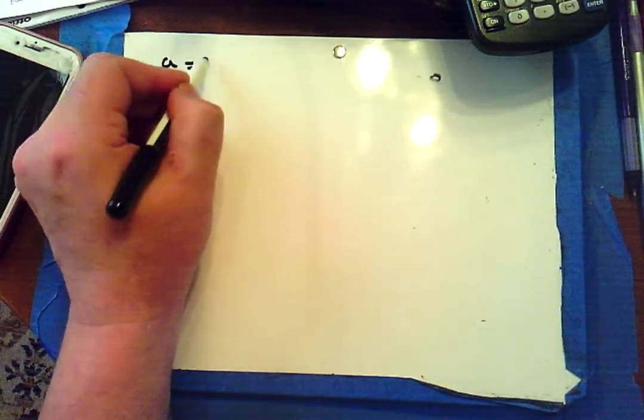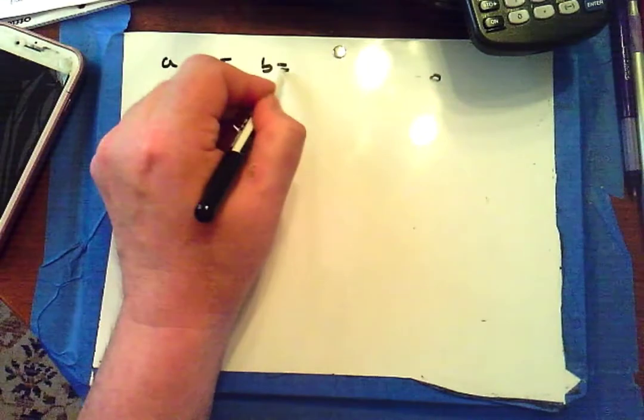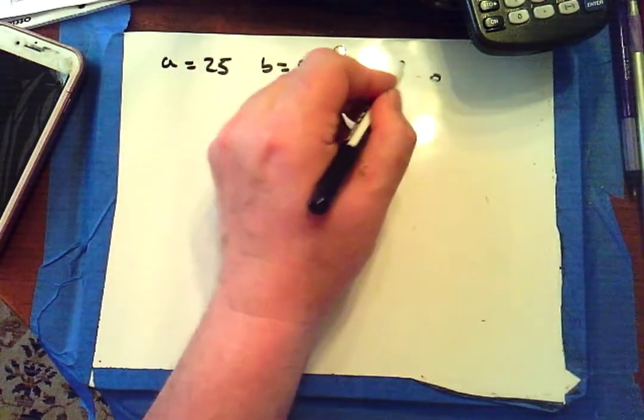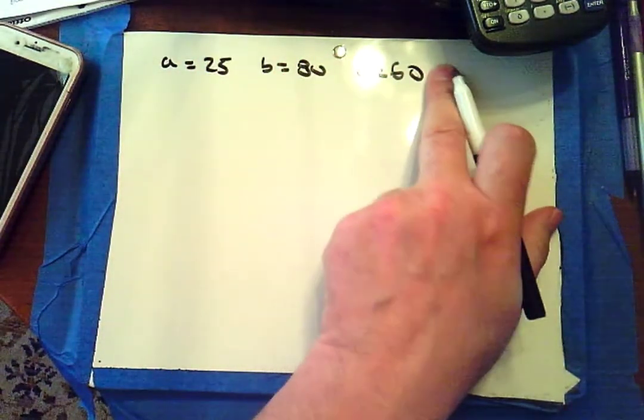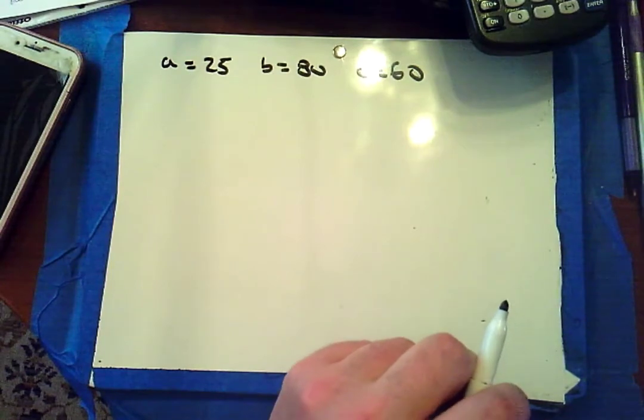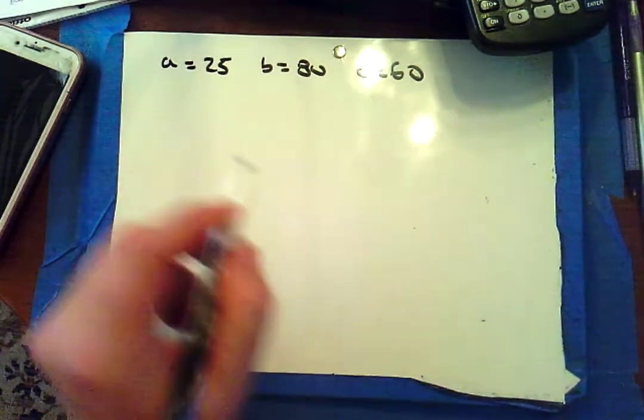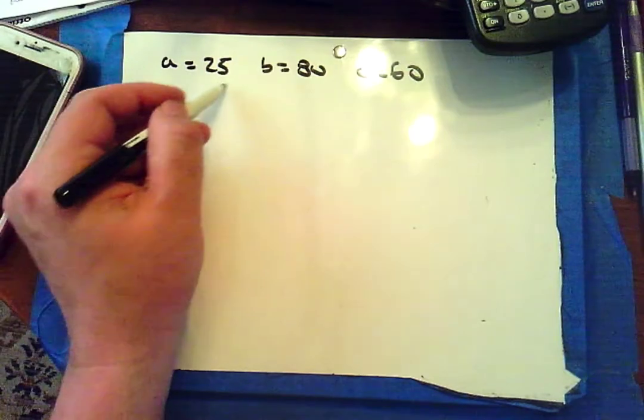Okay. How about this one? A equals 25, B equals 80, C equals 60. All right. Will you please solve that triangle? Pause the video if you're working on your own.